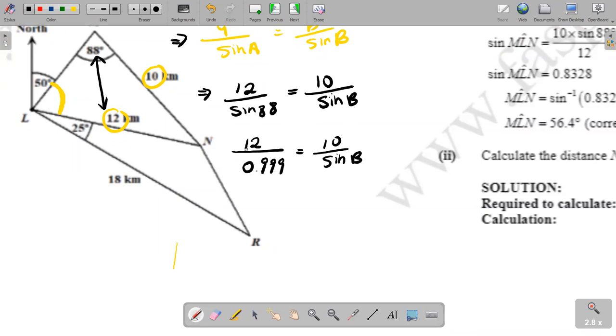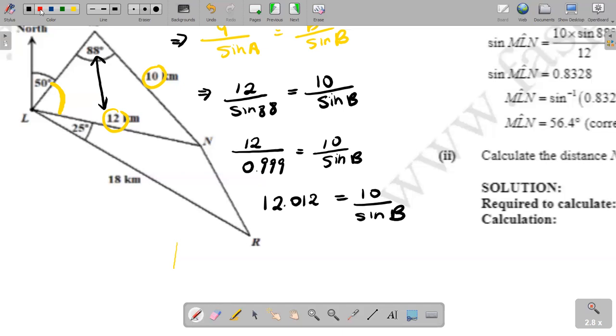What does this mean here? 12 over this. What does that mean? Doesn't that mean division? So divide 12 by 0.99, you should get 12.012 is equal to 10 over sine B. So let me just know, is everybody with me until this point? What do I want? A and B?